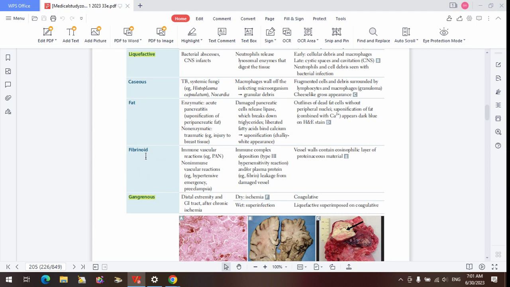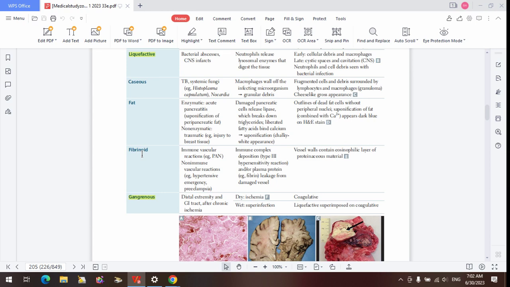The next one is fibrinoid necrosis. Now, once you see fibrinoid necrosis, this word fibrinoid, two things should come to our mind. It can be immune or non-immune. So for the immune, it is due to deposition of immune complex in the vessel. That's where you see it. The cell that is undergoing the necrosis in the fibrinoid necrosis is actually the vessel wall.